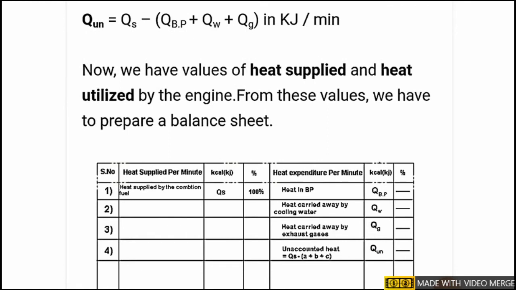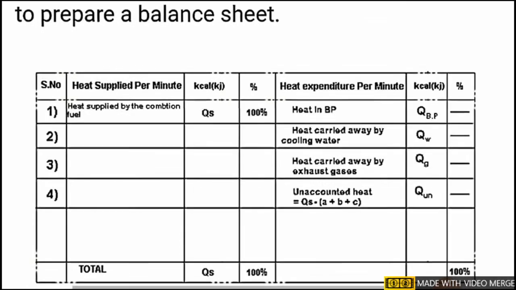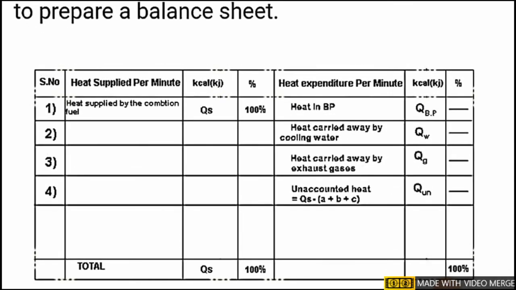Now we have values of heat supplied and heat utilized by the engine. From these values, we have to prepare a balance sheet, the heat balance sheet. So you can see here, this is the table, the heat balance sheet table, the actual table. You can see there are two columns. The first column gives the data of heat supplied, and the second column gives how much of heat has been utilized.